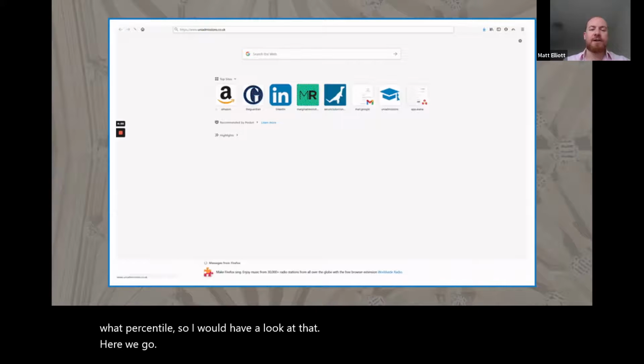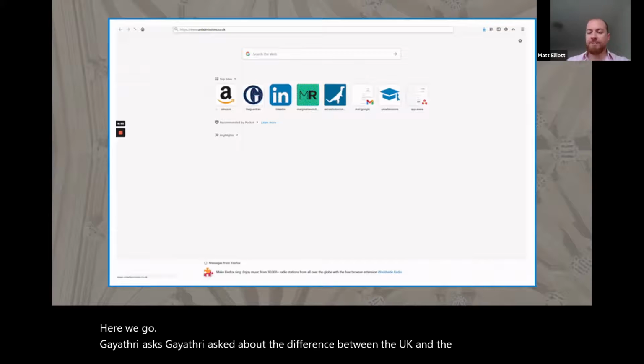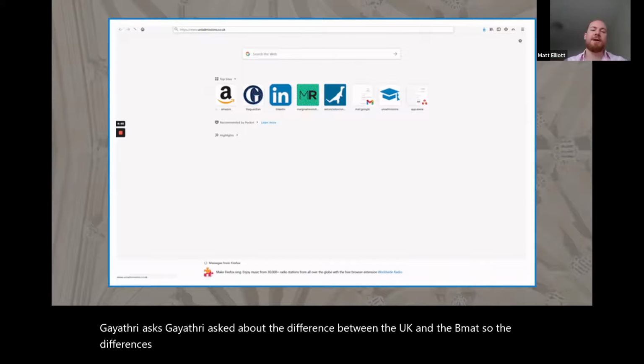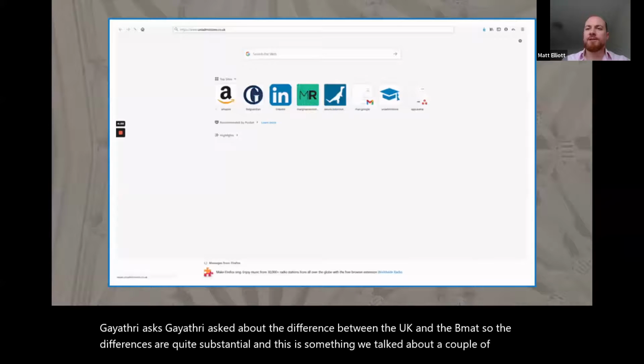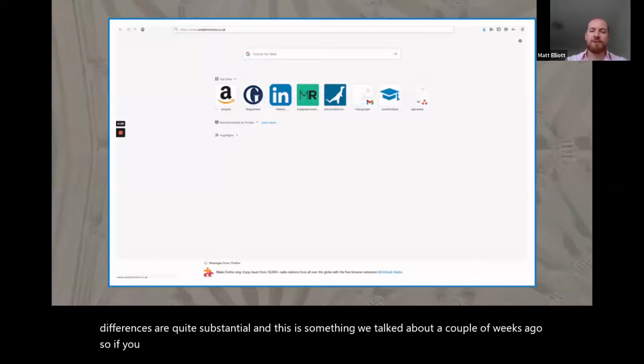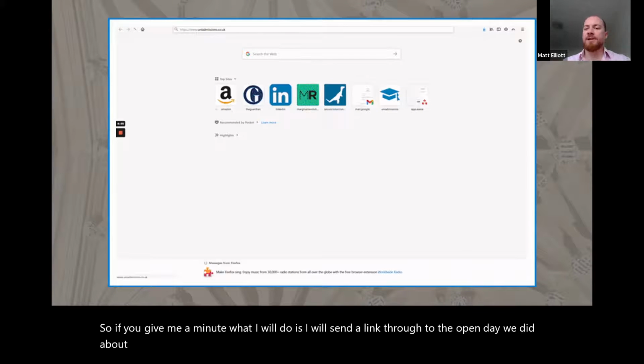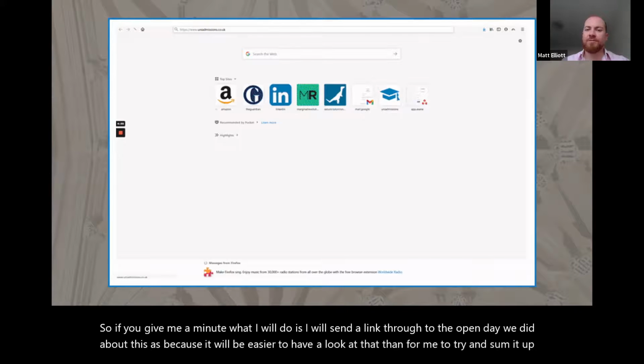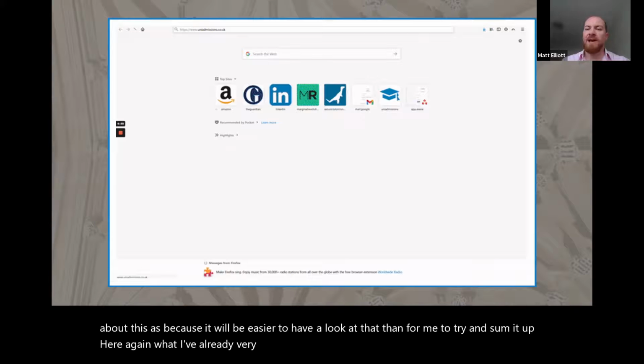Gayatri asks about the difference between the UCAT and the BMAT. The differences are quite substantial. This is something we talked about a couple of weeks ago. So if you give me a minute, I will send a link through to the open day we did about this, because it will be easier to have a look at that than for me to try and sum it up here again when I've already very nicely outlined it.